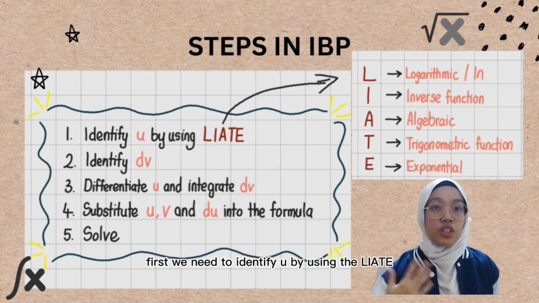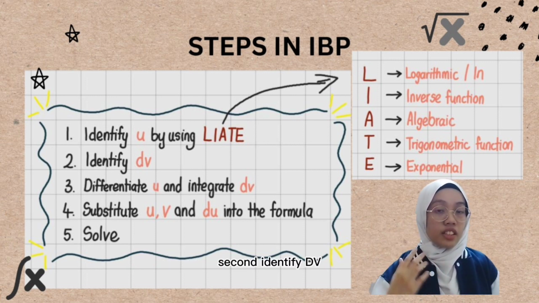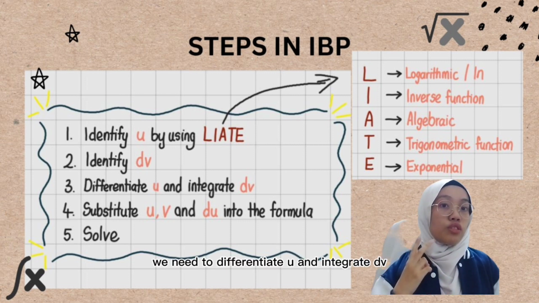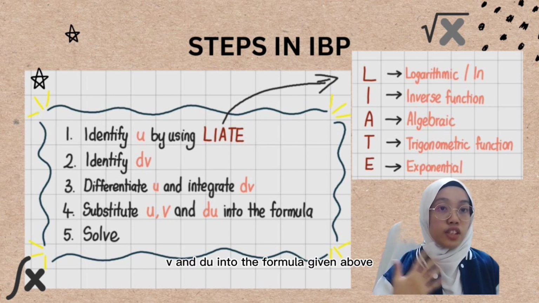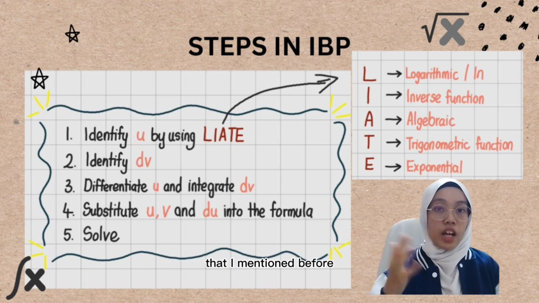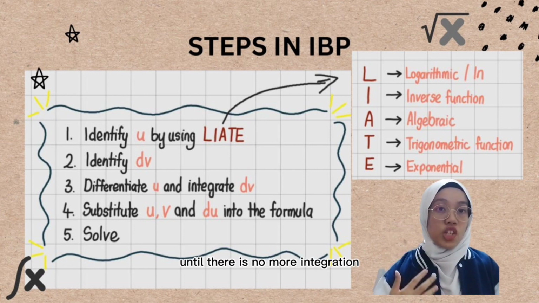The steps are, first we need to identify u by using LIAT. Whichever function that starts according to LIAT will be the u. Second, identify dv. Third, we need to differentiate u and integrate dv. Step number 4 is to substitute u, v, and du into the formula given above, like I mentioned before. Then step 5, just solve the function until there is no more integration and we will get the final answer.